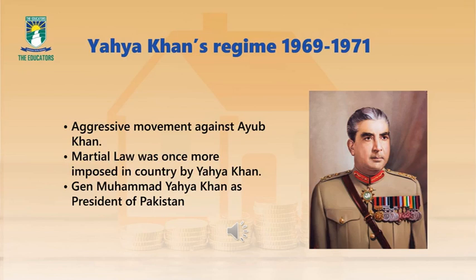According to Constitution, all the powers rested with President of Islamic Republic of Pakistan. People launched an aggressive movement against the rule of General Muhammad Ayub Khan, and situation seemed to be running out of his control. Keeping in view the situation, martial law was once more imposed in country. General Muhammad Yahya Khan became Chief Martial Law Administrator and President of Pakistan.